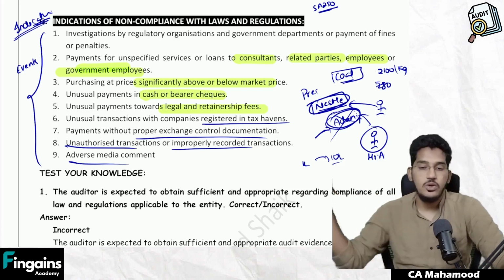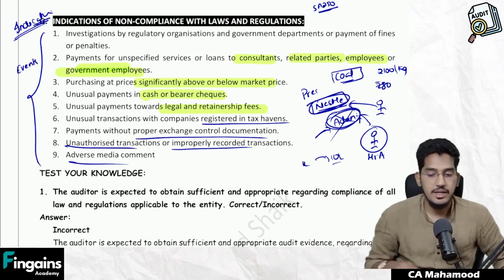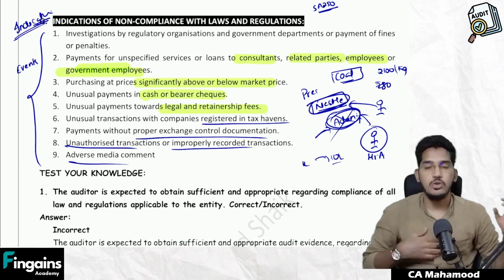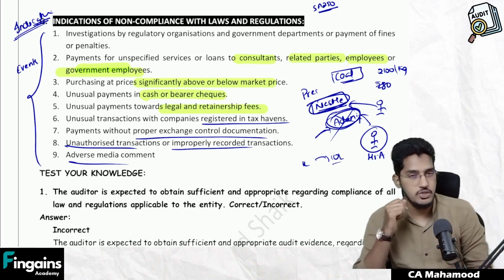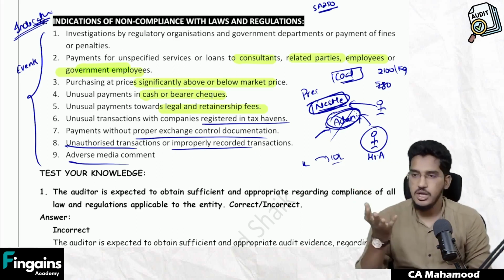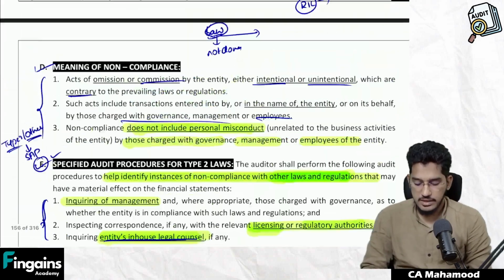Clear? That's all, guys. This is what the simple standard SA 250 is talking about: auditor's consideration of laws and regulations while conducting audit of financial statements. So simple, no? So what all have we covered in the standard?